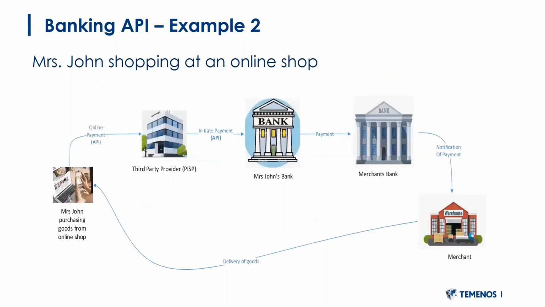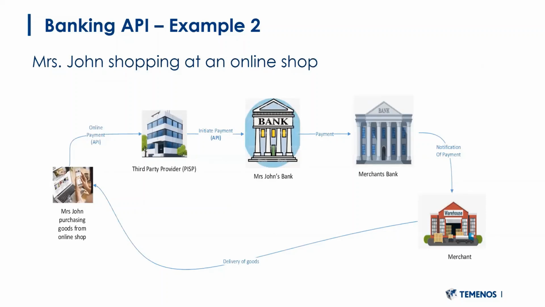Another example from the banking world is about open banking. Mrs. John is shopping at an online shop, and the app is actually making an API call to a third-party provider. In the open banking world, it's called a PISP, and the PISP is initiating another API call to Mrs. John's bank. Mrs. John's bank makes the payment to the merchant's bank. The merchant bank notifies the merchant of the payment, and the merchant delivers the goods.